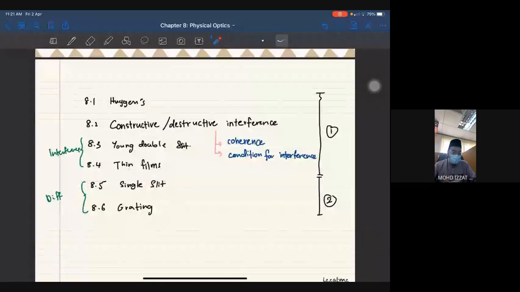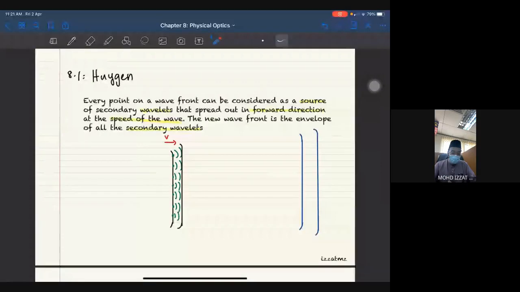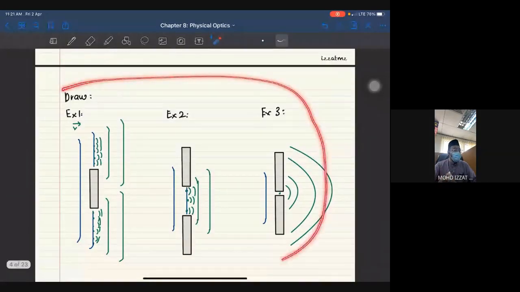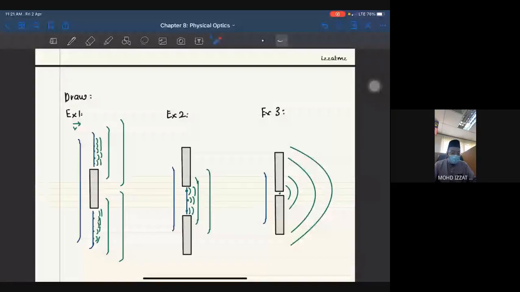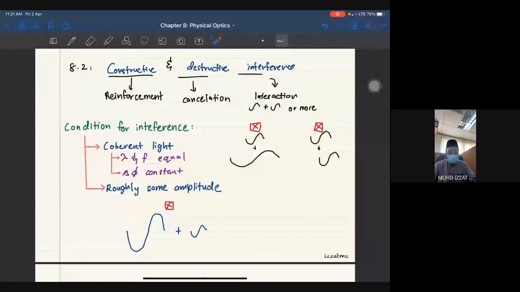The first thing that you learn is about Huygens. Huygens explains the wave formation, how the wave actually moves. So you need to be able to draw. Do you still remember what this means? This is a wavelet, the small ripple, and this is a new wavefront. Make sure you are able to draw this. You must be able to draw some of the examples here, and they might give slightly different examples, but no problem. And then 8.2 is about interference, the basics of interference.